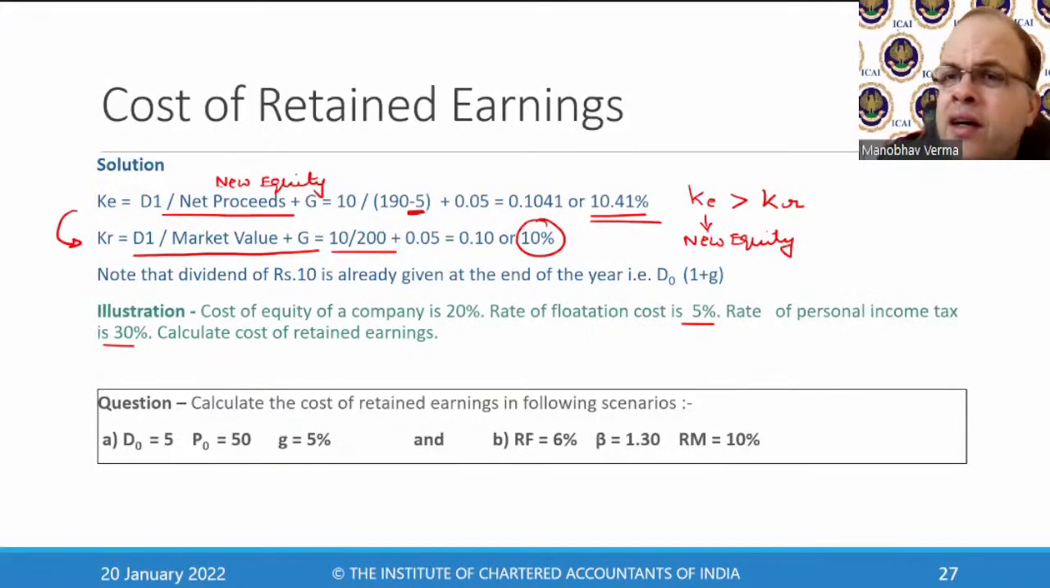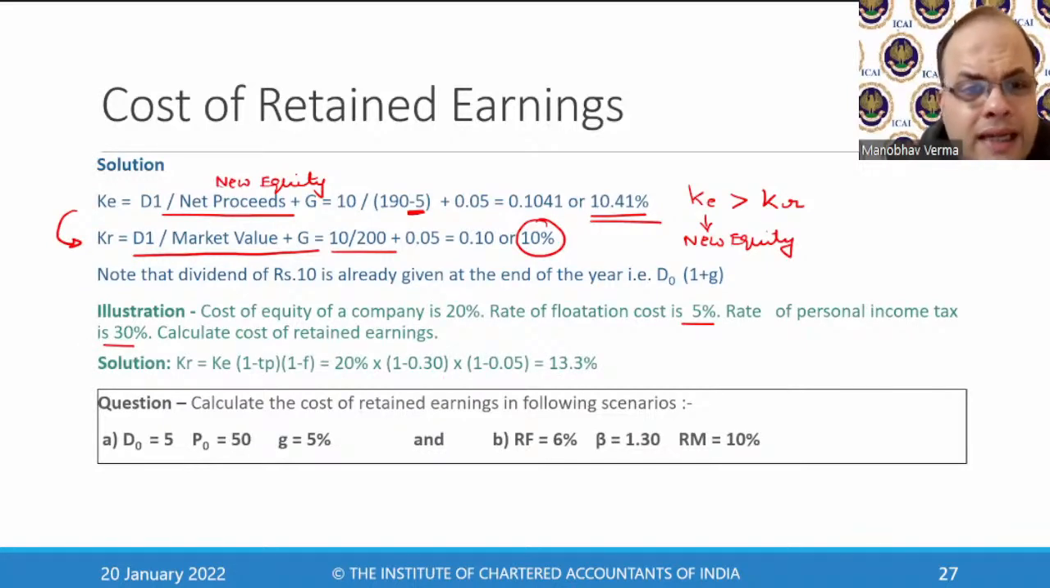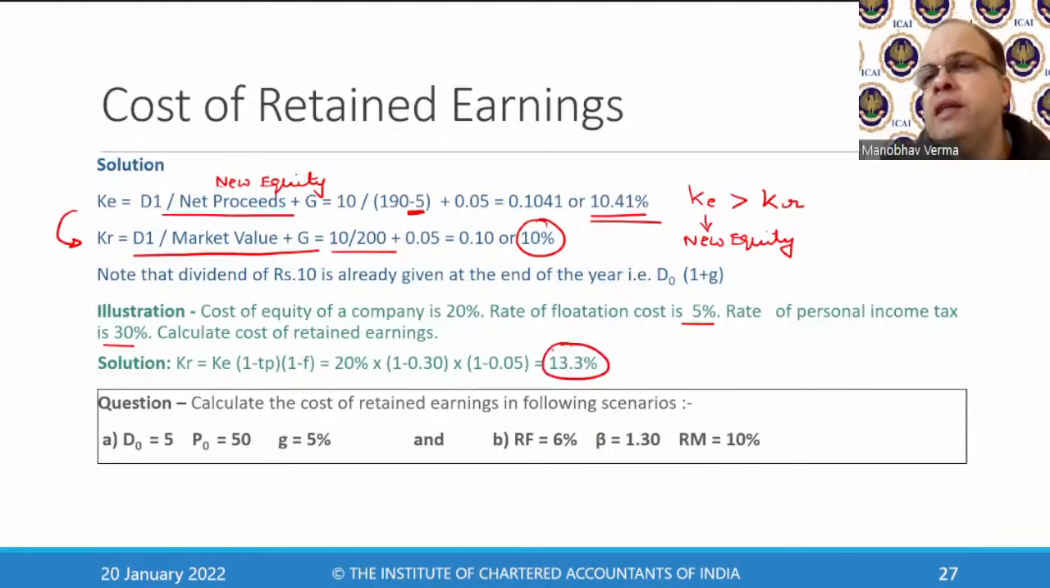Think from an investor perspective: what is the opportunity cost? Had that been distributed to the investor, they would have paid taxes. If they would have invested somewhere, they would have incurred this flotation cost. So in that case, my cost of retained earnings will be cost of equity net of the flotation cost and personal taxes. And that is why the cost of retained earnings will be 13.3%, guys. I hope this is making sense to everyone.